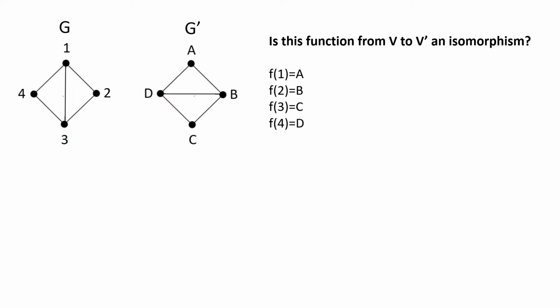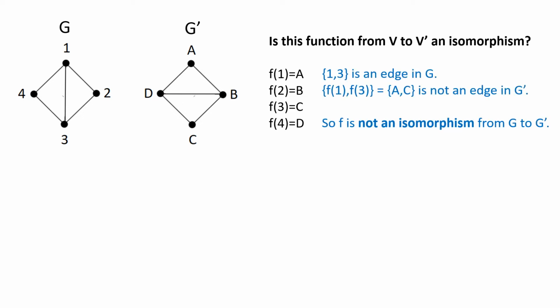Okay, well here we're going to be given a function. We have 1, 2, 3, 4 vertices called 1, 2, 3, 4 and then A, B, C, D. And we're given this function. We're told f of 1 equals A, f of 2 equals B, f of 3 equals C, f of 4 equals D. Is this function from capital V, remember what's capital V, that's the set of vertices in G, to V prime, the set of vertices in G prime, is that function an isomorphism? Okay, well, we would just have to take a look and see.